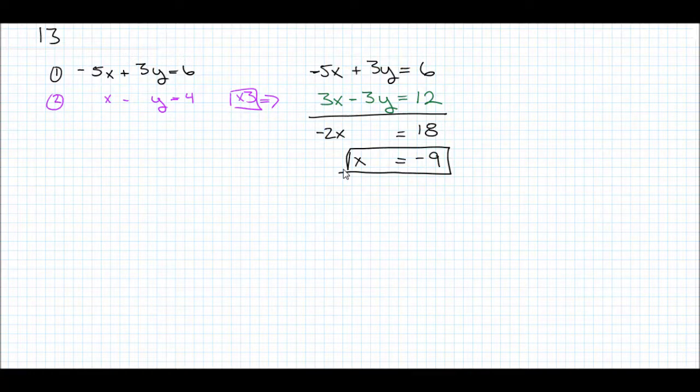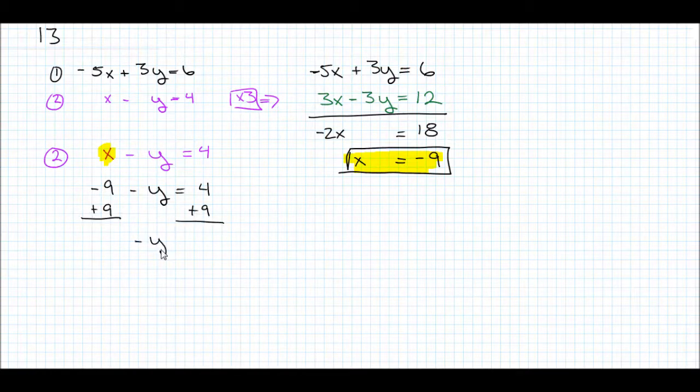Again, we're not done. We've got to solve for y now, but we do know x is equal to negative 9. So we're going to use the second equation. We're going to rewrite it right here, and we know it's x minus y equals 4. We're going to plug in our x value that we have as negative 9. So it's going to be negative 9 minus y equals 4. Let's get y by itself, so add 9 to each side. We get negative y equals 13.